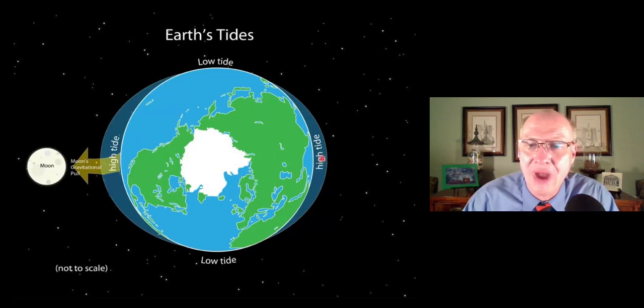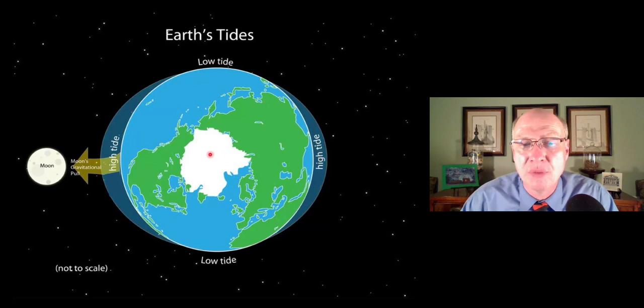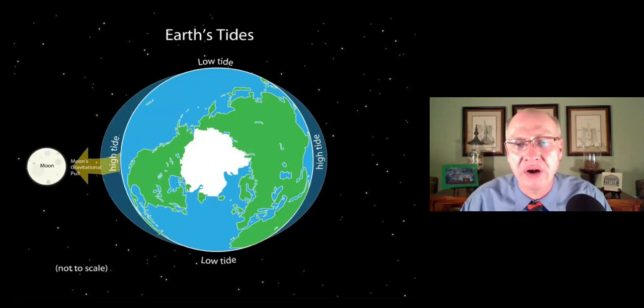And the answer to why we have a high tide here is, remember, the moon is pulling more strongly on the Earth than it's pulling on that water. It is literally pulling the Earth out from under that water. This water is getting left behind. So we have 2 high tides, a high tide here and a high tide here, and a low tide here and a low tide here.